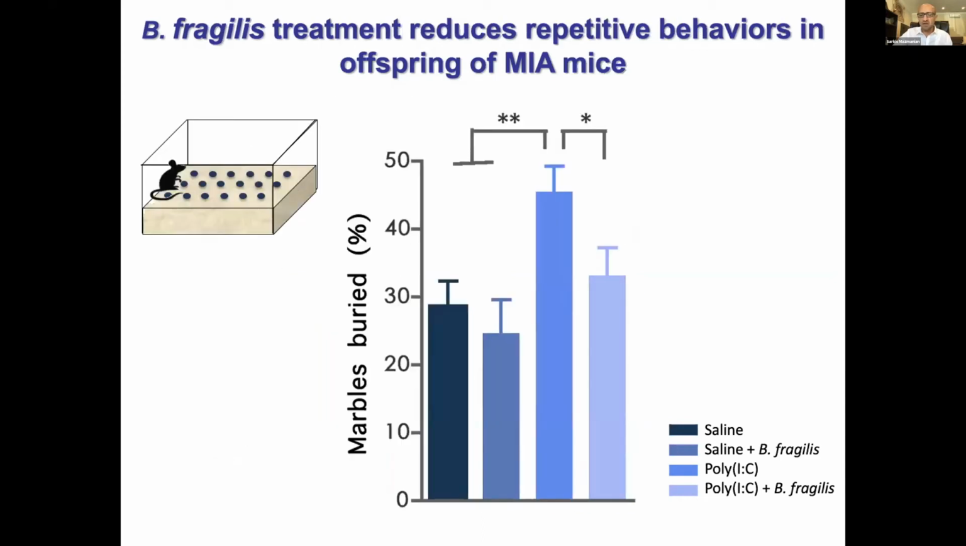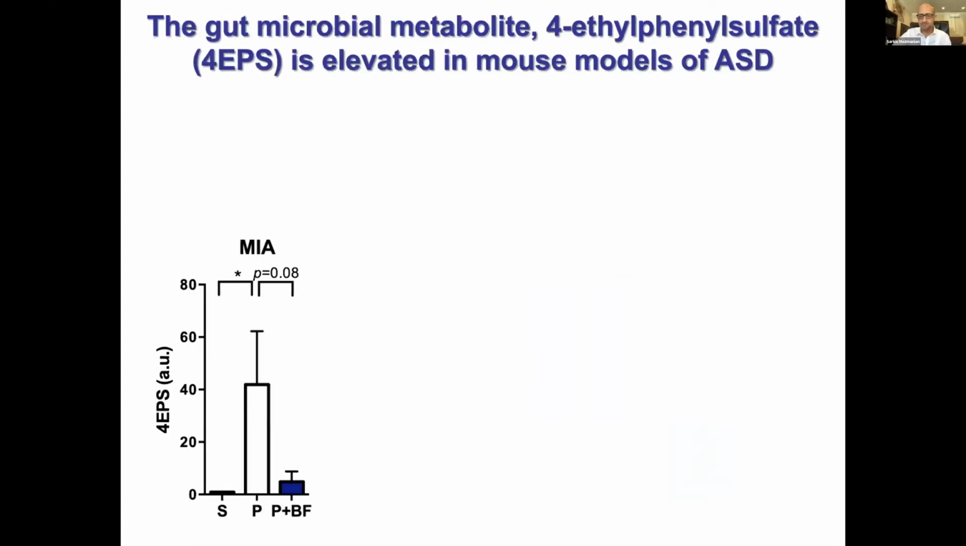As I mentioned, autism is marked by repetitive behavior phenotypes as well. And one test to look at repetitive or stereotyped behaviors is to perform a marble burying test, where we look at the number of marbles buried by a mouse in a given amount of time. And again, the offspring of poly-IC treated animals bury more marbles than that of controls. And when these poly-IC offspring themselves are treated with Bacteroides fragilis, you can see that the number of marbles buried is decreased back to wild-type levels, again suggesting that there's a restoration of this core feature of autism.